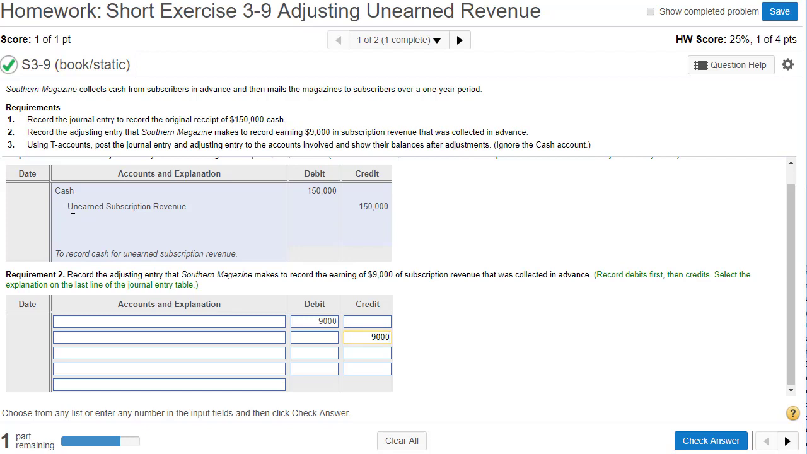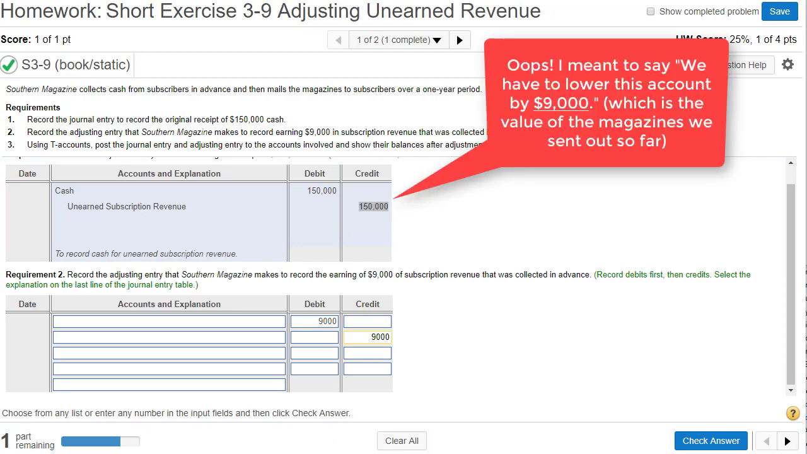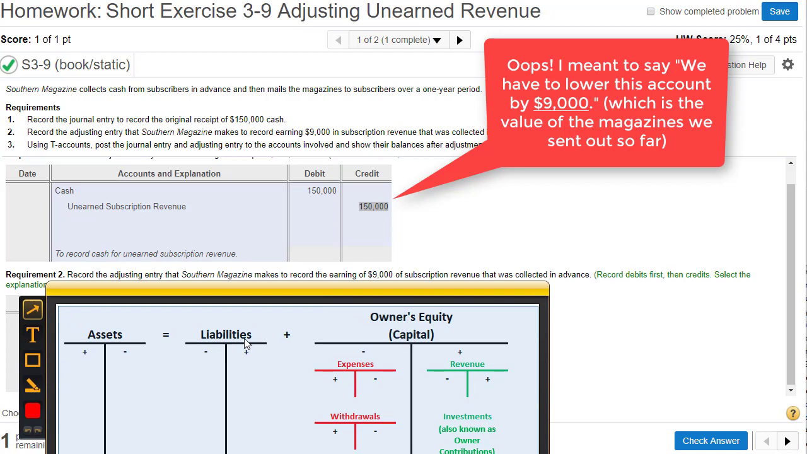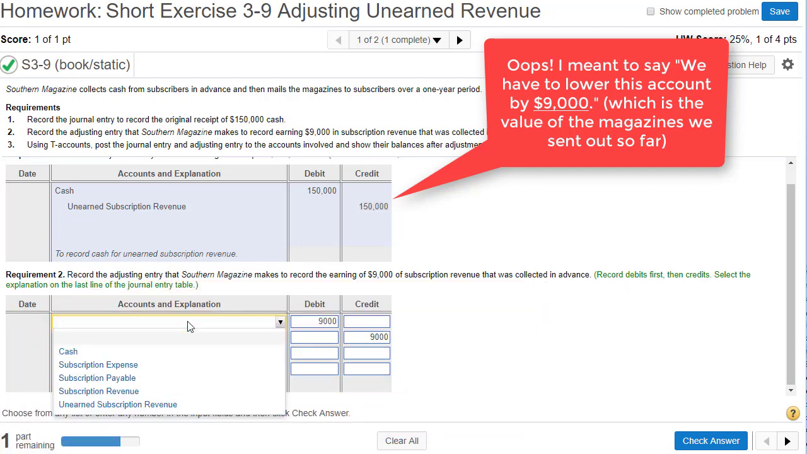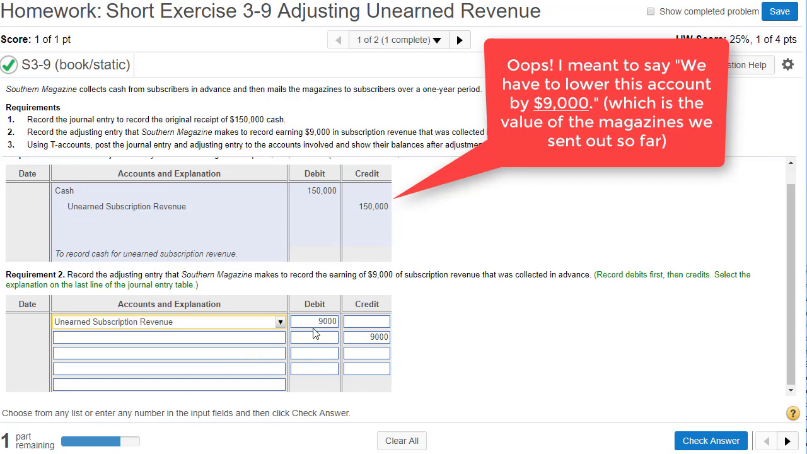And let's start with this unearned subscription revenue. Back here, when we originally received it, we had a credit of $150,000. In other words, we owed $150,000 of magazines to our customers. Once we sent out $9,000 worth of it, do we still owe them $150,000? No. We have to lower this account. And just to remind you, unearned revenue is a liability, and to lower it, we will debit the account. Unearned subscription revenue is going to decrease by $9,000.